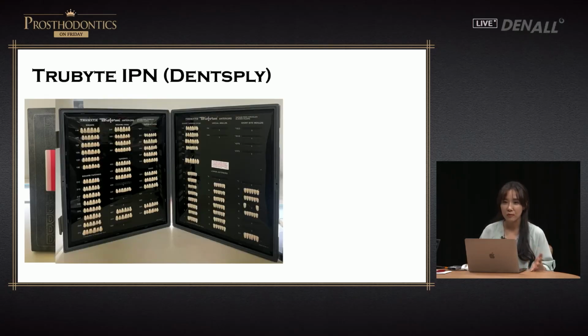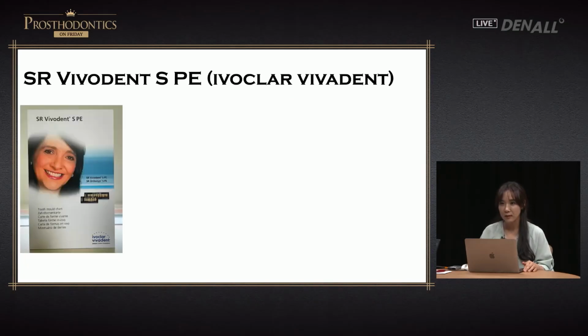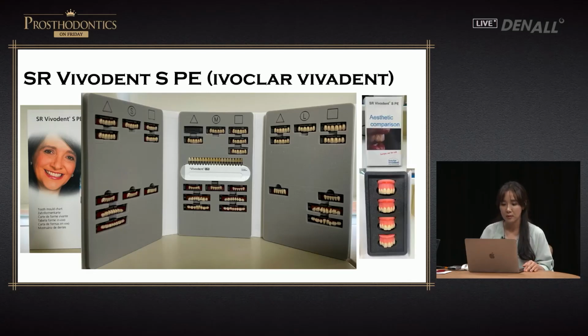If you look at the guideline, they send you the guideline like this, and you can choose from anterior, posterior regions, Ivoclar Vivadent, and it looks like a book, easy to use, and the shade guide in the middle is included. And there was something like a video book.